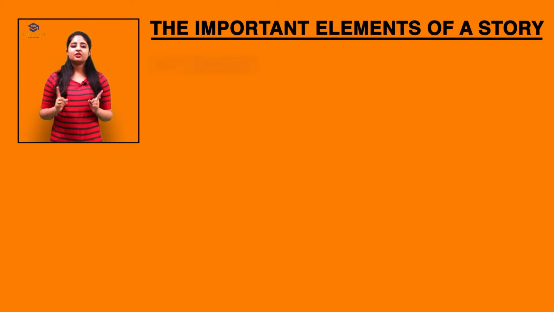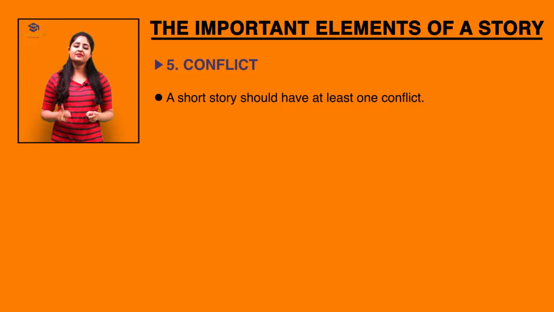Number 5, conflict. Conflicts are what make and break stories. A short story should have at least one conflict, because without a conflict, a story basically doesn't have a purpose. It's all bland and straightforward. So include at least one conflict in your story.